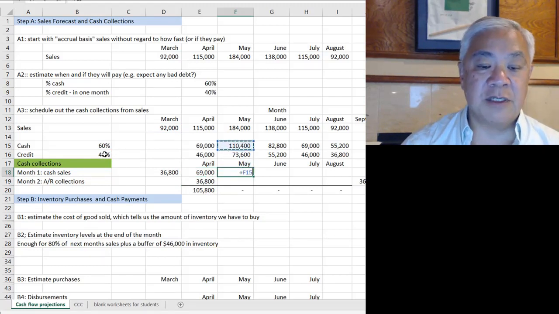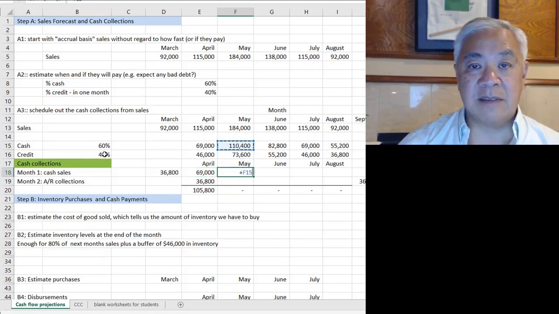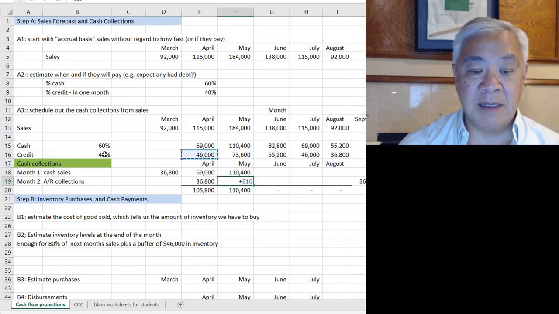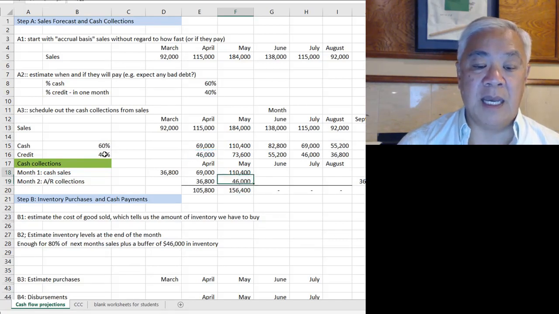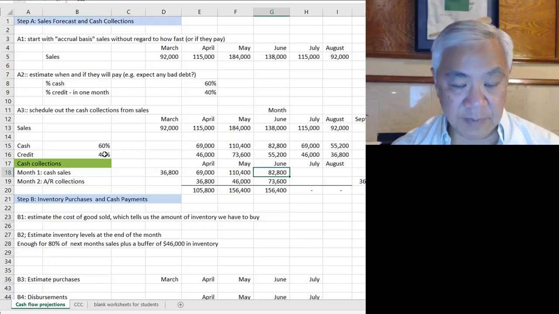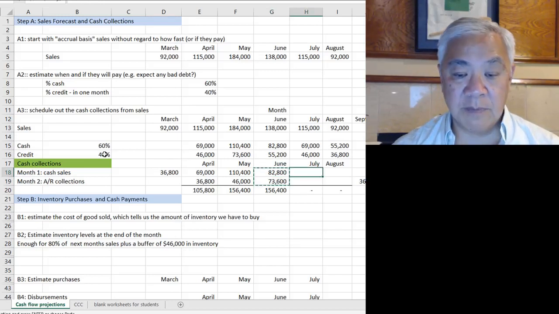First, we got this much in May, cash sales for those we sold in May, plus we get the receivables that were sold in April. They're going to pay in a month. So in May, we collect the credit sales from April. And then June, we get, again, the cash we sold in June, plus the leftover, the receivables that we had in May. And from there, it's the same. So we just copy that over.